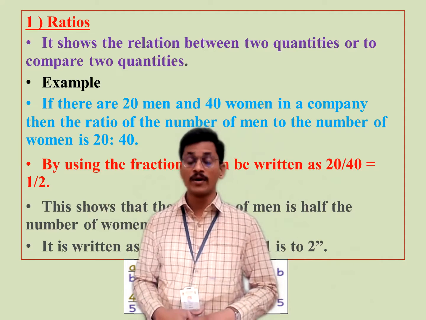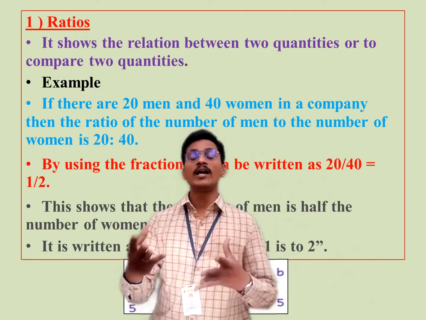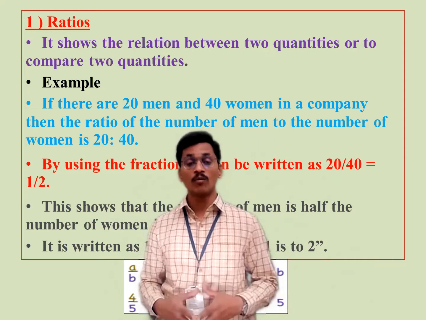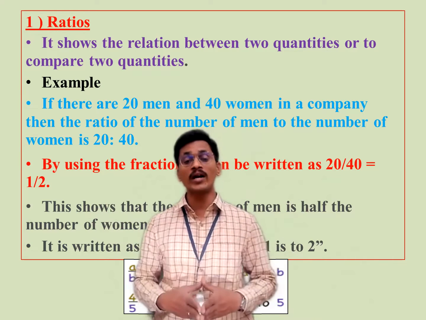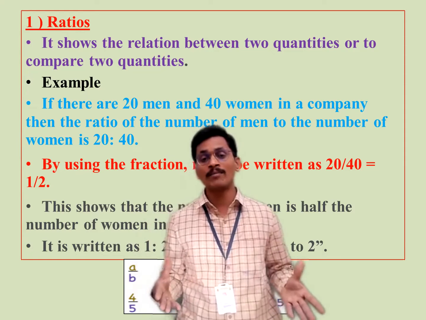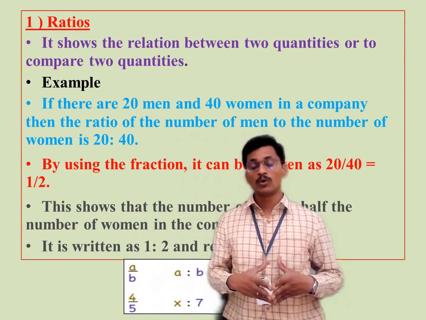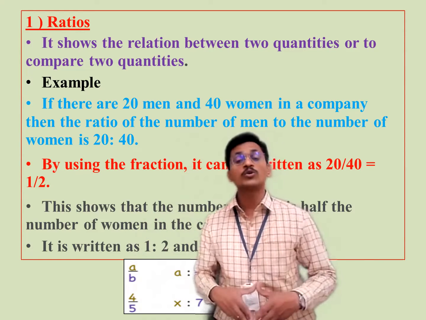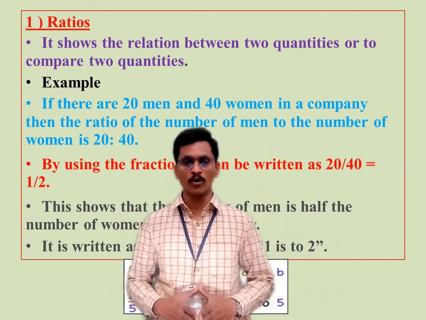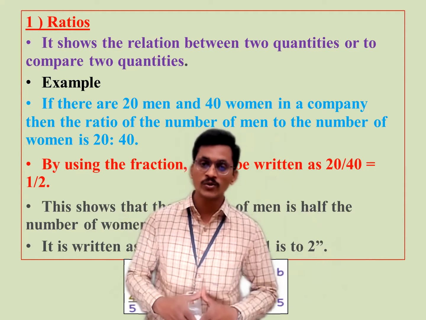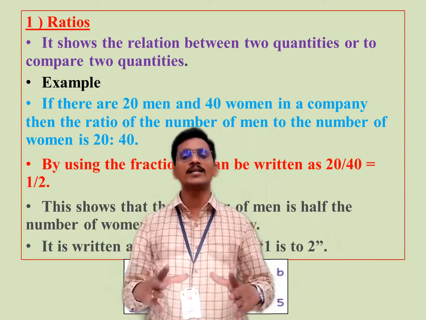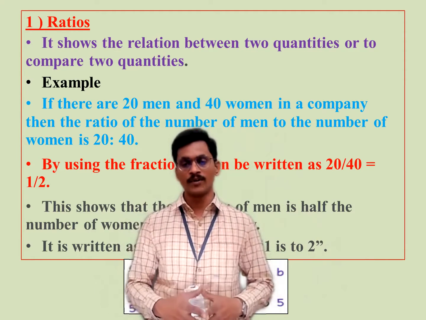Correct? It is half. But if we do it in the reverse way, 40:20, what value will we get? 40:20 is 2/1. Is it the same as 1/2? No, not at all. So in a ratio, the sequence is very much important. Dear students, always remember, in a ratio the sequence is very much important.